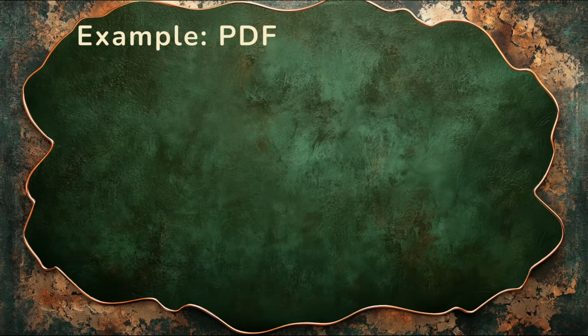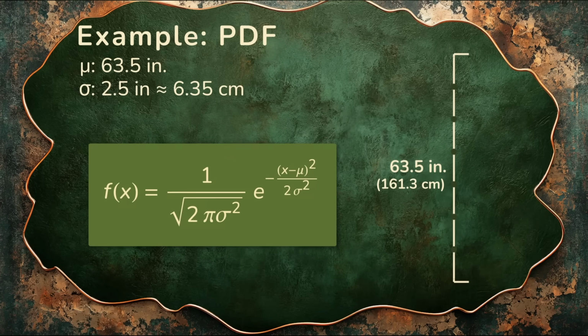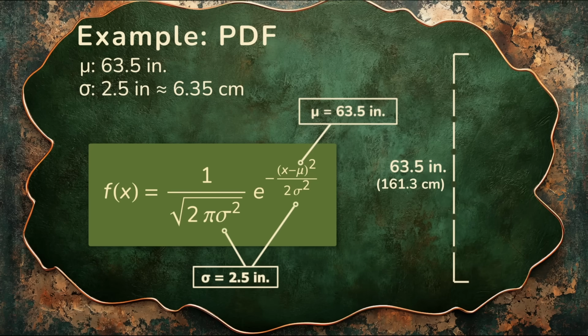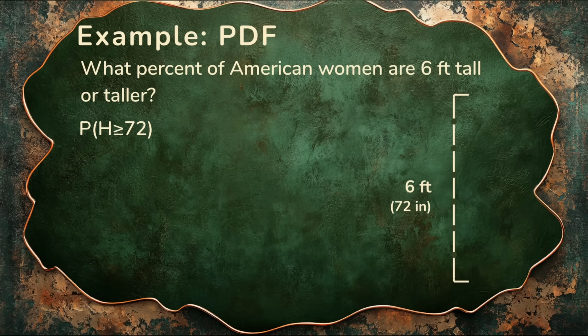In the United States, the average height for adult women is about 63.5 inches. That's about 161.3 centimeters, with a standard deviation of about 2.5 inches, or about 6.35 centimeters. Once again, the formula for the normal distribution looks like this, where mu, the mean, is 63.5 inches, and sigma, the standard deviation, is 2.5 inches. As a demonstration, let's calculate what percentage of American women are 6 feet tall or taller. 6 feet is 72 inches, so we want the probability that a randomly selected woman has a height greater than or equal to 72 inches.